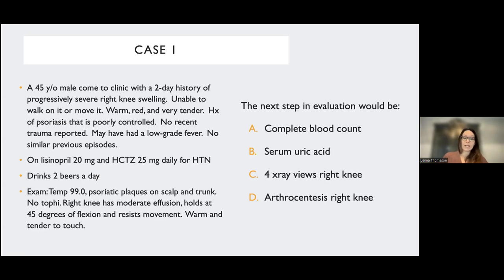His temperature is 99 degrees Fahrenheit. He has psoriatic plaques on his scalp and his trunk. He has no tophi. In his right knee, he has a moderate-sized effusion. He holds it at 45 degrees of flexion, resists any movement at all, and it's warm and tender to touch. So what do you want to do next? Do you want to request a CBC, serum uric acid? Do you want to x-ray his knee? Or do you want to aspirate some fluid?